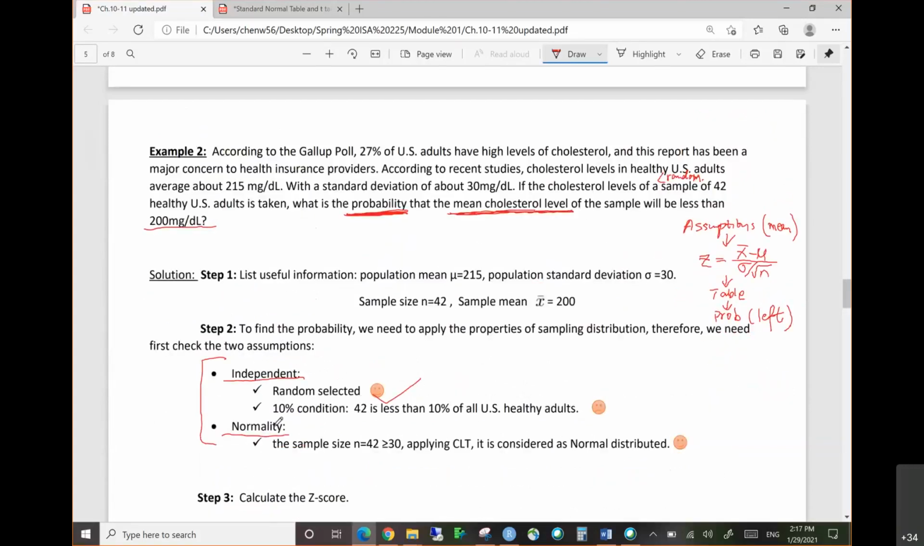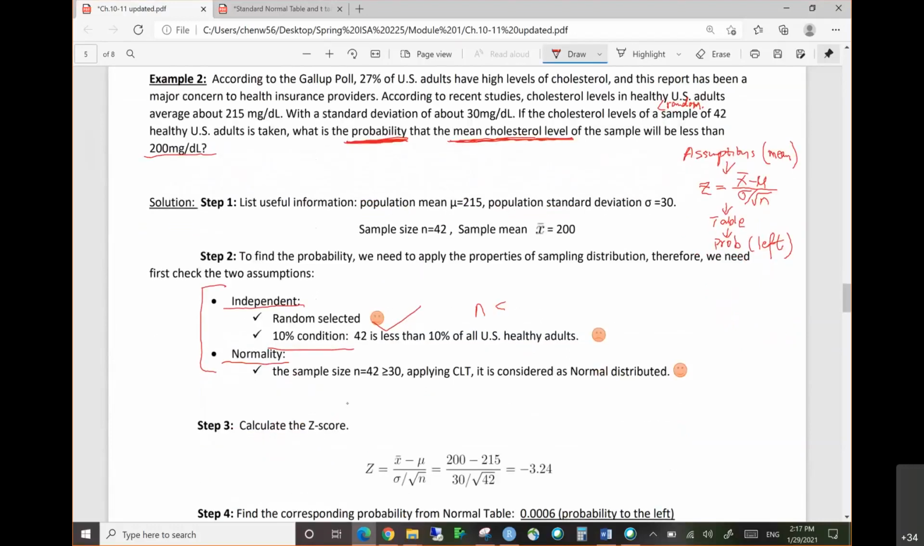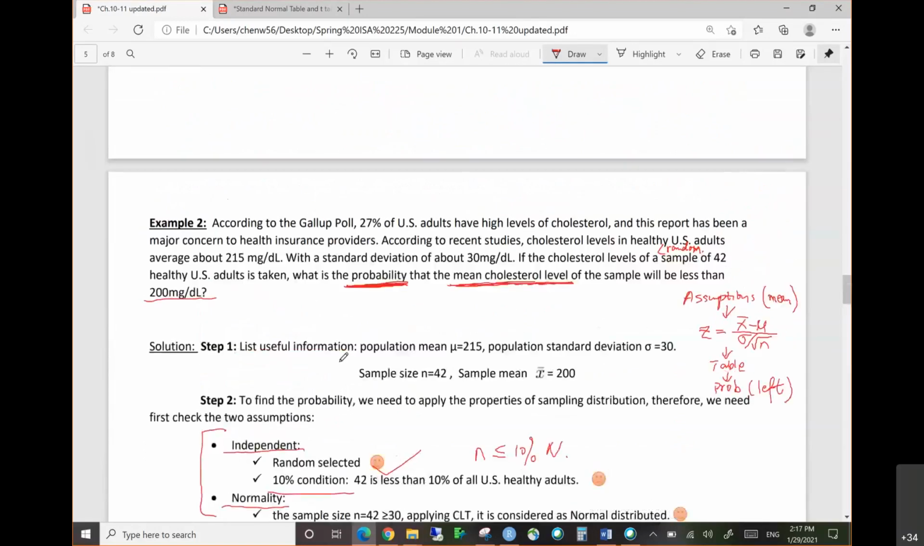Next, 10% condition. Now we still need to check whether n is less than 10% of the population size. How can you check that? Do we have the sample size? What is the sample size? The sample size would be 42. Right, so sample size is 42. Can you find the population size?